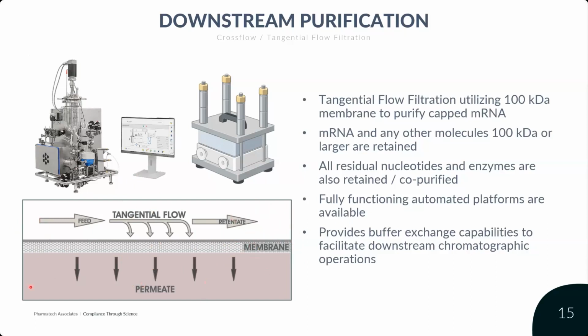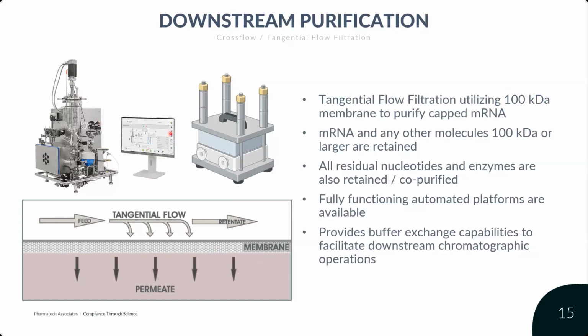And then really the stuff that falls through in the permeate are your short abortive transcripts, anything that's really smaller than the capacity of the membrane. So typically 100 kilodaltons is the molecular weight cutoff for membranes that are used within the process.